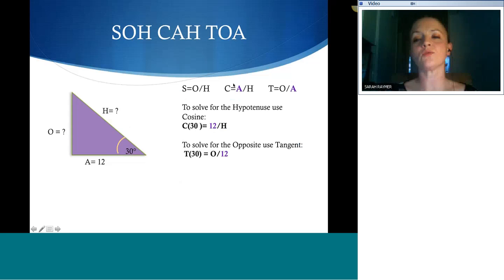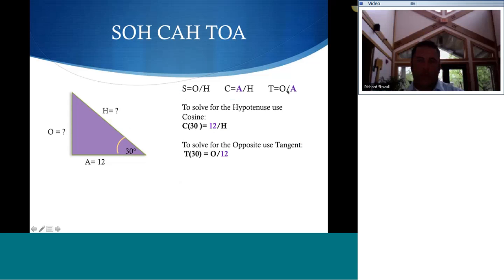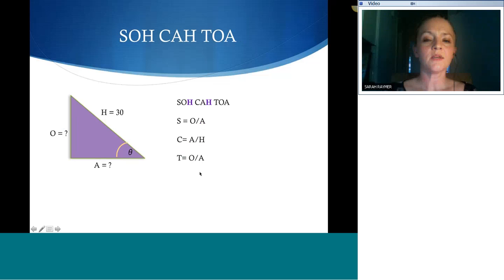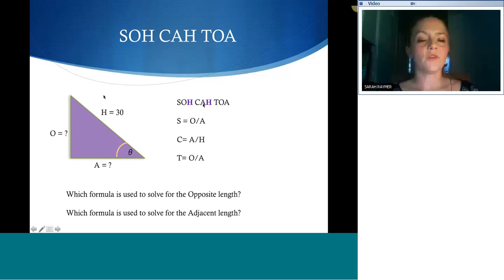So now we know we can use one of these formulas because we only have one variable. We can use this one to solve for the hypotenuse. We can use this one to solve for the opposite. Solve for the hypotenuse, use the cosine. And this is how the formula works. Cosine of the angle equals the adjacent 12 over the hypotenuse. Or to solve for the opposite, tangent of the angle 30. Tangent of the angle equals the opposite over adjacent, which is 12. So that's how we fill our numbers into these formulas. Again, I write it out. I mark the value that I do have so I know which formulas I can use.